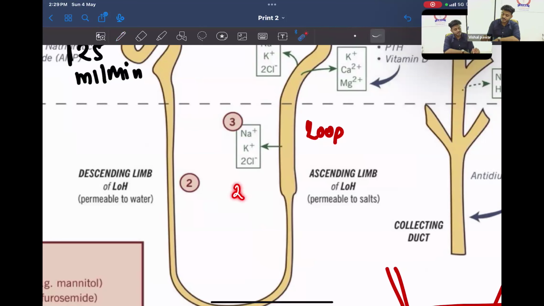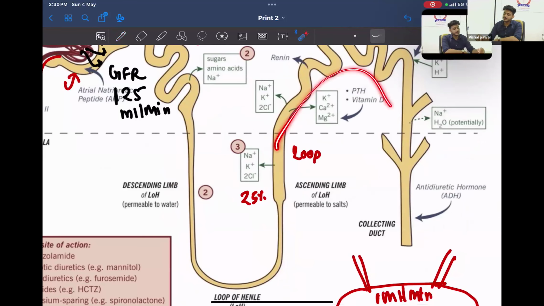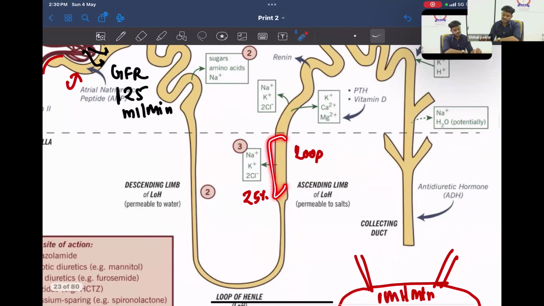Here you will be having 25% of salt reabsorption normally, right? If we can block this with the loop diuretics, what will happen? That salt will be going into the urine, and along with the salt, water will also go into the urine. Diuretics means what? Di means two things. They are going to remove the salt, automatically water will go away. This is known as diuretic, right? This is going to be the loop diuretics which are working over there.